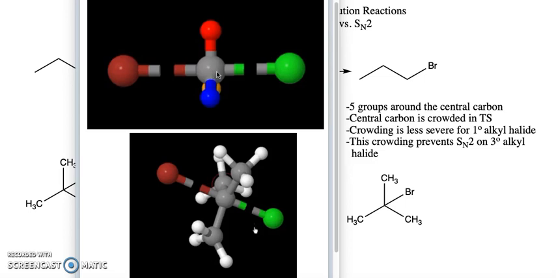This is the case of the primary alkyl halide with the bond for the nucleophile forming and the leaving group breaking, and you can see the other 3 groups around it. Same thing for the tertiary alkyl halide, and you can see with those methyl groups there, compared to my colored hydrogens here, there's much more crowding, which is consistent with what we were saying.